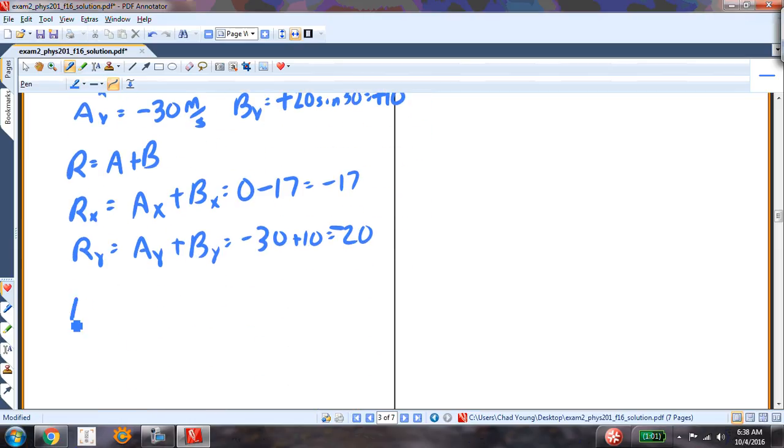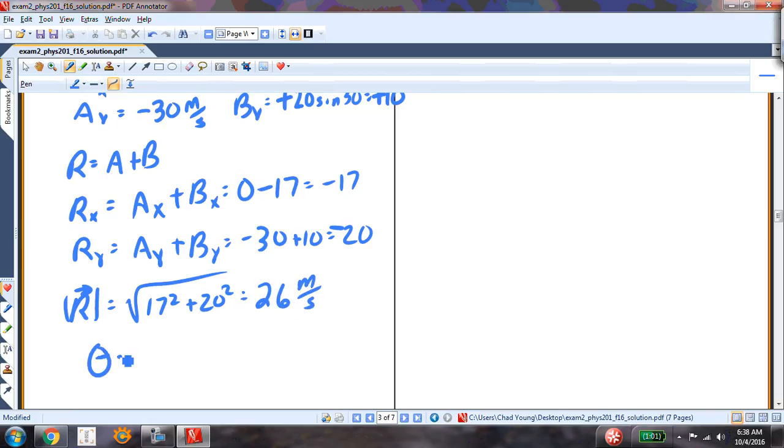Now, I want to find the magnitude of r. It's going to be the square root of 17 squared plus 20 squared. I leave those negatives off because they go away when I square them. And that is 26 meters per second.